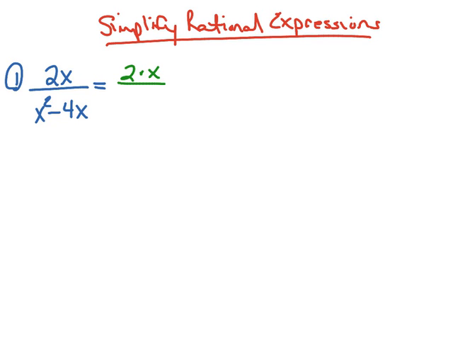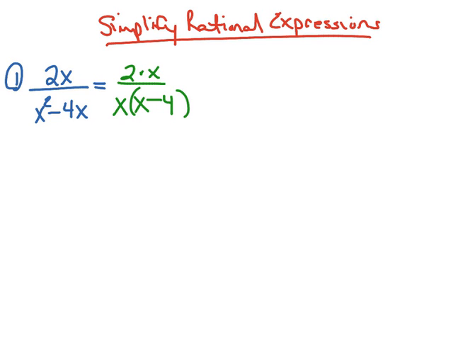Now I'm going to look for the factors of x squared minus 4x. Notice there is a GCF, or greatest common factor, and that GCF is x. Both terms have an x. If I multiply that x with another x, x times x would give me the x squared. And if I multiply x times a negative 4, that gives me the negative 4x. Therefore the factors of x squared minus 4x are x and x minus 4.